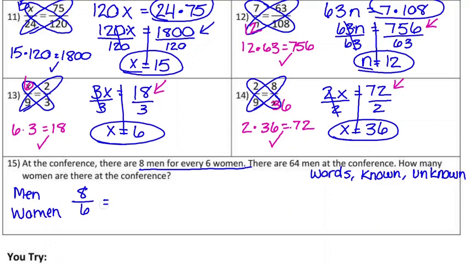Now we're going to set up our ratio for the second piece that we don't necessarily know. It says there are 64 men. How many women are there? So we know that there's 64 men and we don't know the women, so that's going to be the x. And then we can solve.